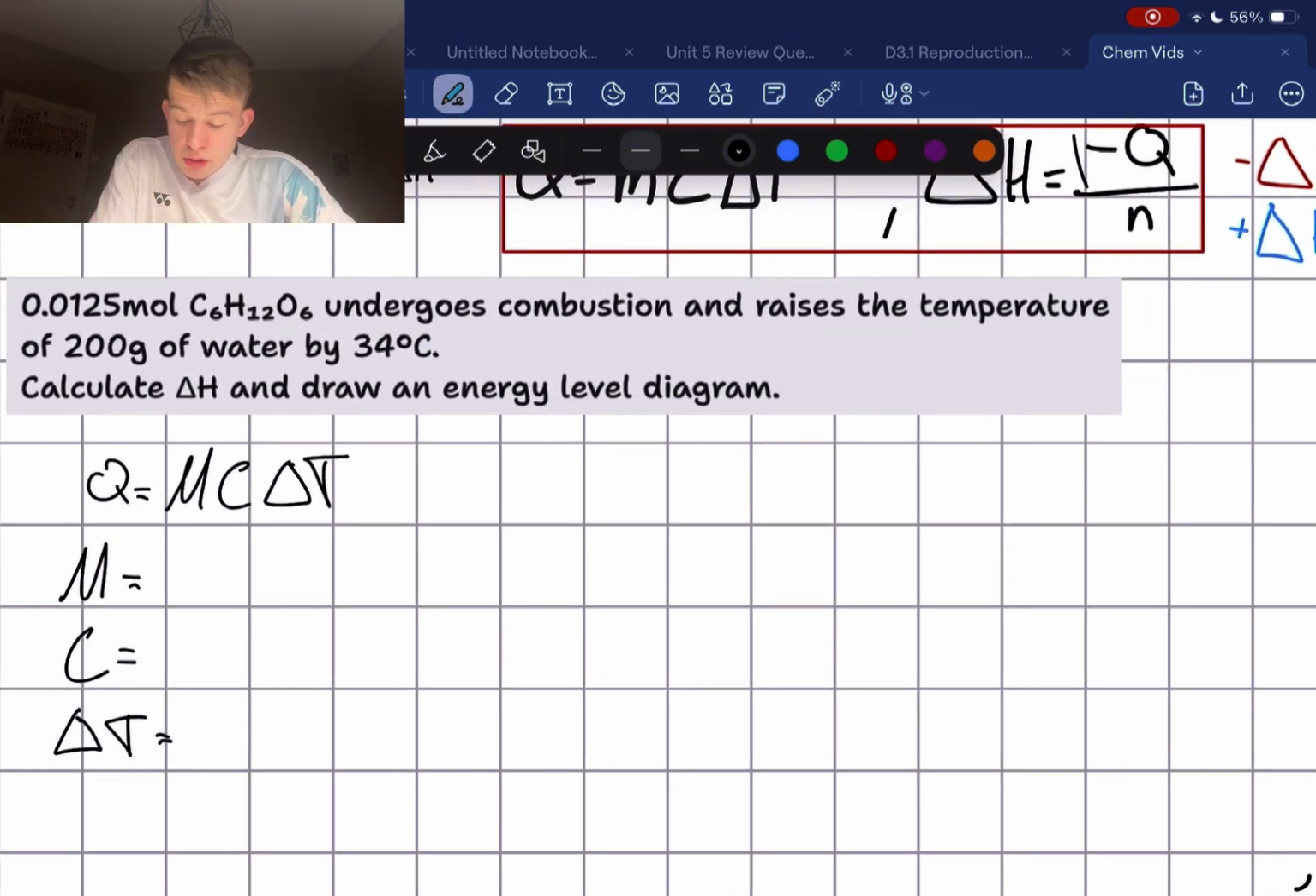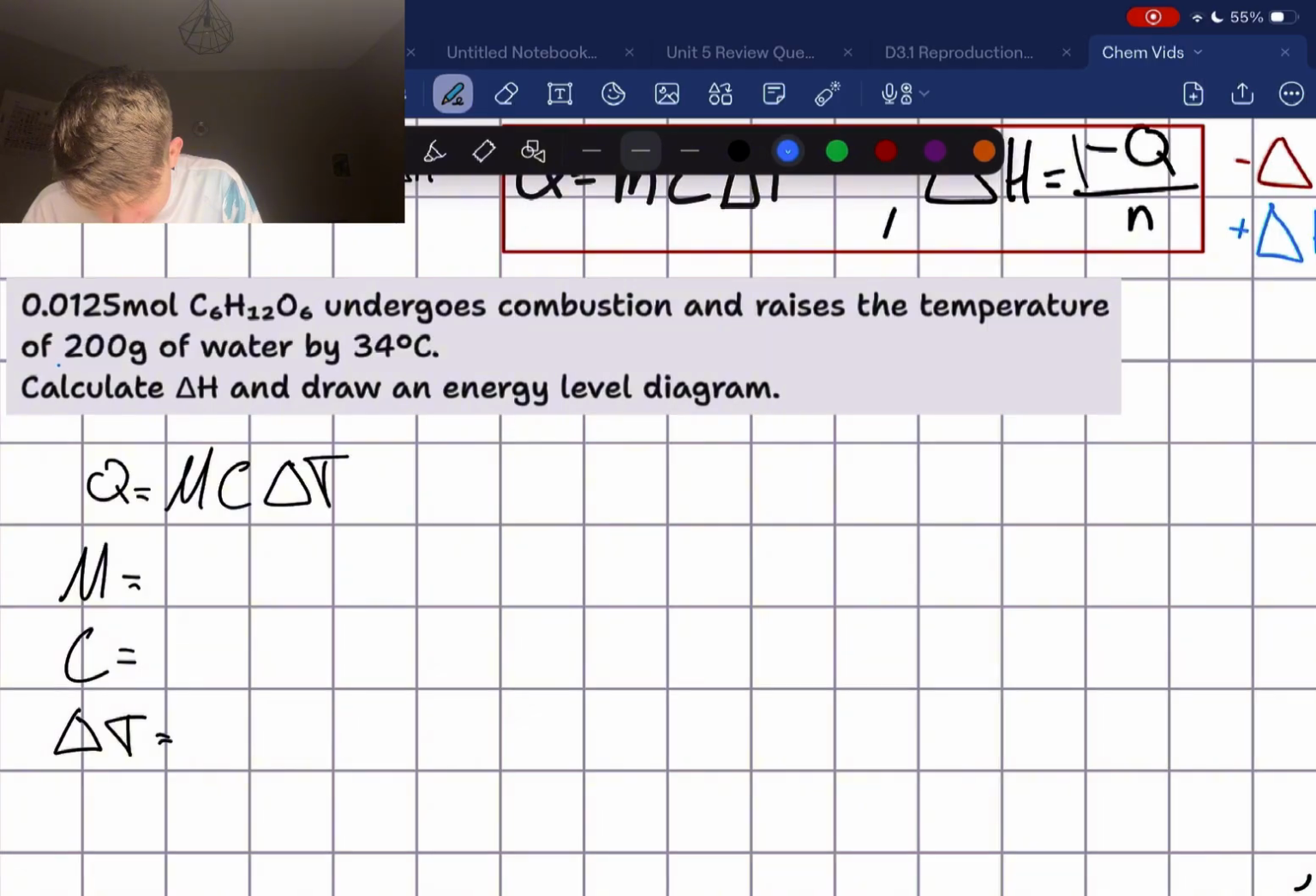0.0125 mole of glucose undergoes combustion and raises the temperature of 200 grams of water by 34 Celsius. Calculate delta H and draw an energy level diagram. Okay, so let's break down the question. We can clearly see we have 200 grams of water. So M is going to be 200.